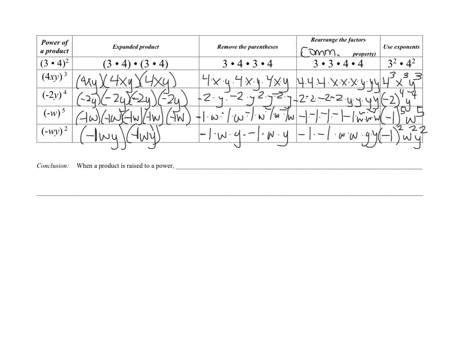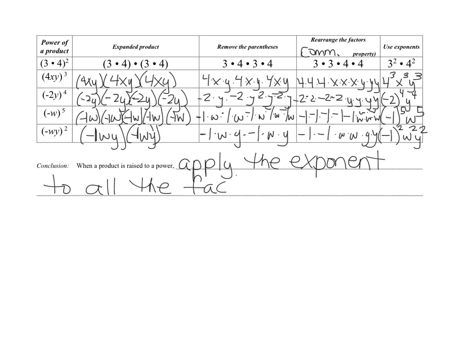you apply the exponent to all the factors. Okay? But the other piece that we haven't done yet is that we would then have to simplify it completely. So if you go back and take a look at this, we would not leave this problem as 3 squared times 4 squared. That would be 9 times 16, which would end up being 144. Okay? This next one, we wouldn't leave that as 4 cubed.